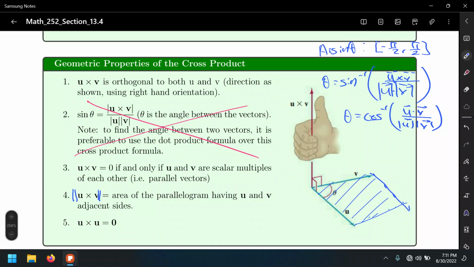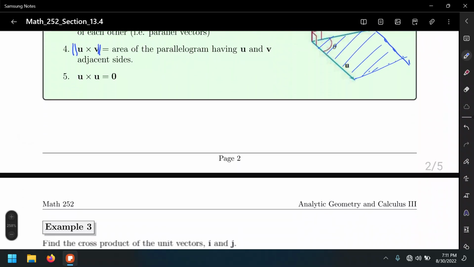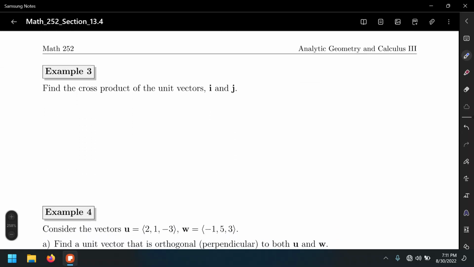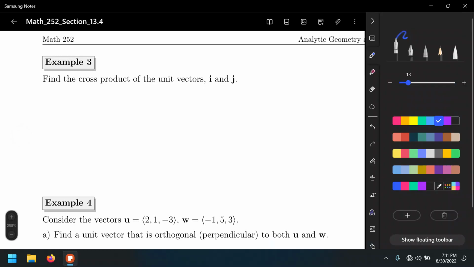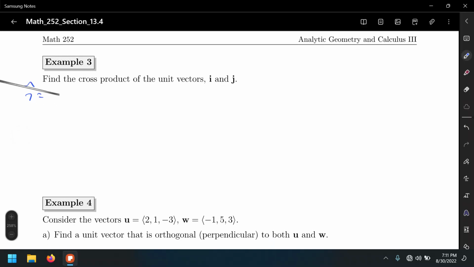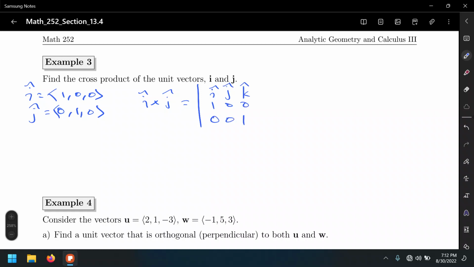And this is going to be very, very key when we define the cross product of the unit vectors i and j, which is a very interesting pattern that you will see here. All right, so find the cross product of the unit vectors i and j, where the vector i is the same as saying in component form 1, 0, 0, and the j vector is 0, 1, 0. So let's set up the determinant to find the cross product, i cross j. That's the determinant of i, j, k, 1, 0, 0, 0, 1, 0.